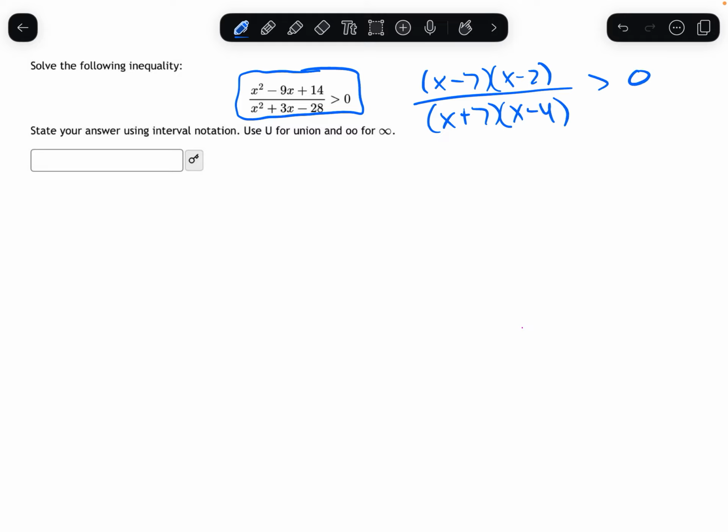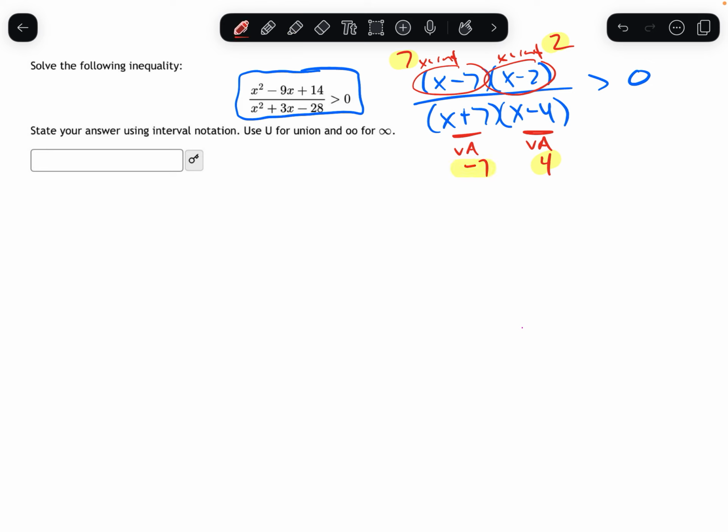So we've written this now in its factored form. Think about what each of these factors represent. Here in the denominator, each of these gives a vertical asymptote. So we know at -7 and at +4, we have vertical asymptotes. And up top, we have factors that, when you set them equal to 0, are x-intercepts. So here we have the x-intercepts at 7 and 2. So this gives us 4 critical points: 7, 2, 4, and -7.